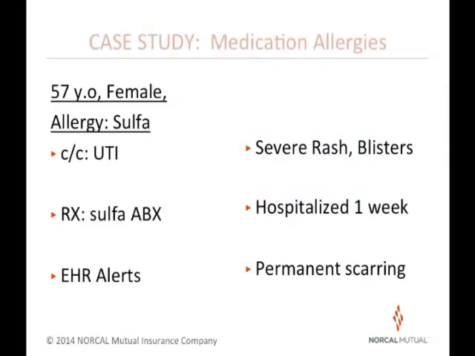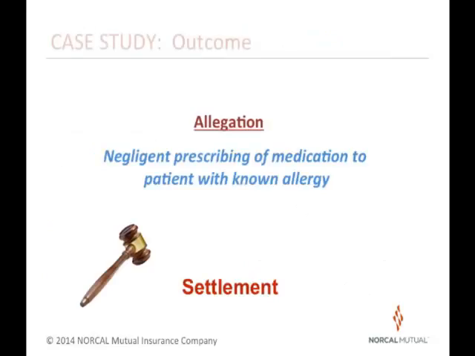This was a situation where the key point was that the patient had an allergy to sulfa. The patient did have a urinary tract infection and was prescribed sulfa, because the doctor in their electronic system had shut off the allergy alert warnings, so it didn't come up. And this had been documented in the record like 8 years prior. There was permanent scarring as a result of this patient getting a severe rash and blisters and being hospitalized because they shut off the alerts. Negligent prescribing of medication to a patient with a known allergy.